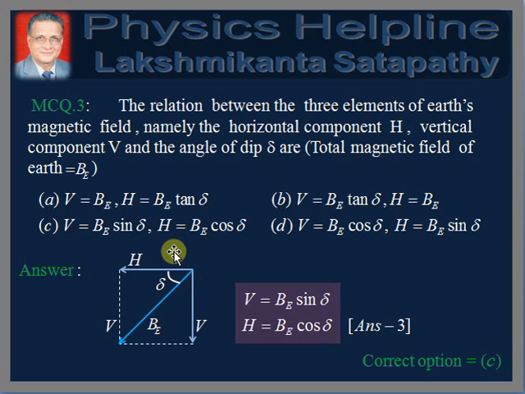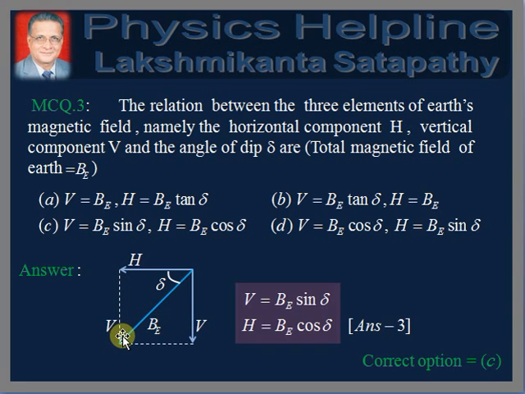It is shown in the figure. Earth's total magnetic field BE is like this, which makes an angle delta with the horizontal direction at that point. Therefore, the horizontal component H will be along this and the vertical component will be along this. And the angle of dip delta is shown here. If this one is V, then this one is also V.